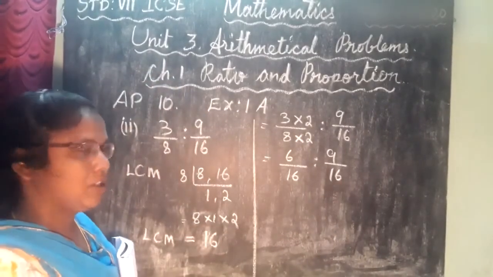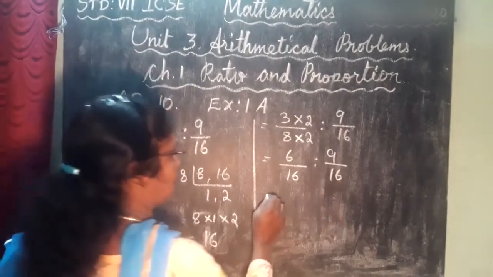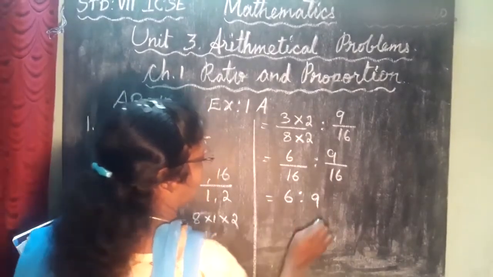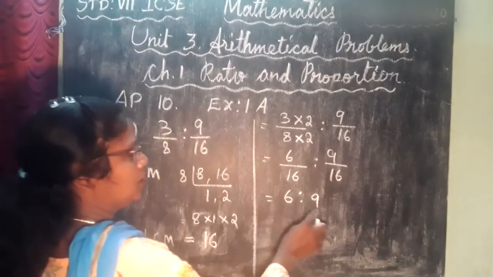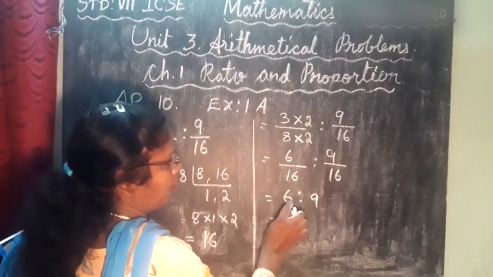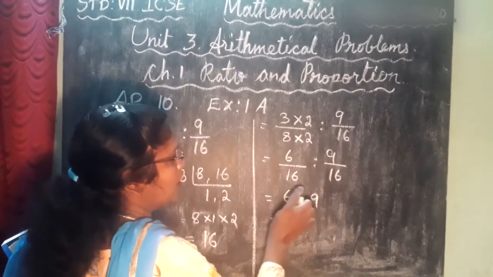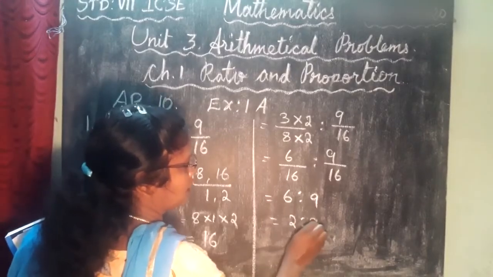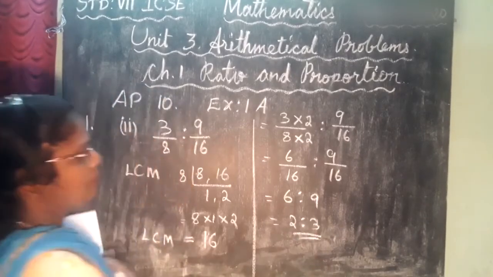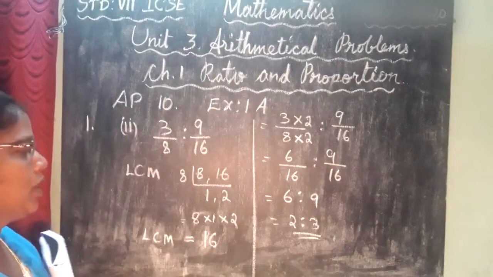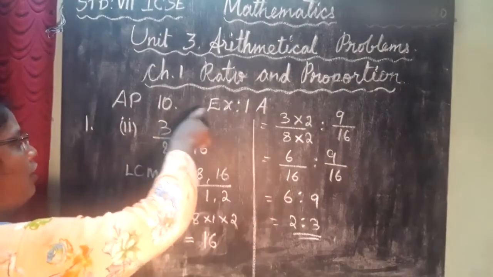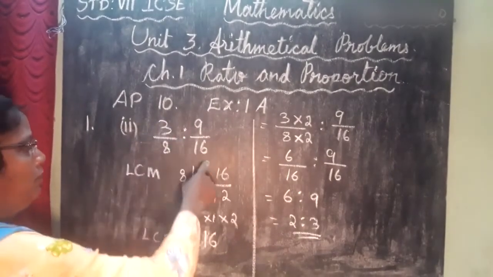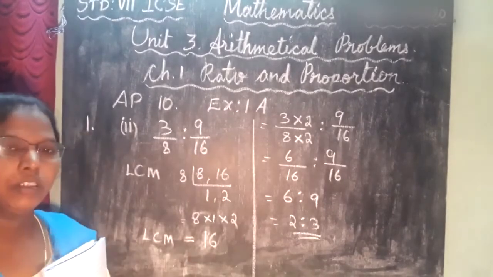6 by 16 minus 9 by 16. 16 and 16 are cancelled. So 6 and 9. Here 3 is common, so I am dividing both the quantities by 3. 2 3s are 6. 3 3s are 9. My simplest value is 2 by 3. My simplest value of 3 by 8 to 9 by 16 is 2 by 3.